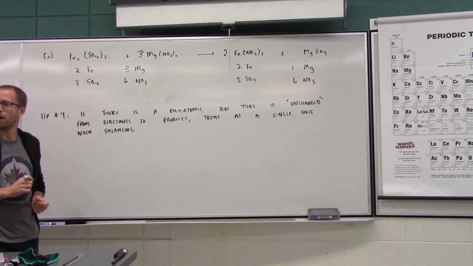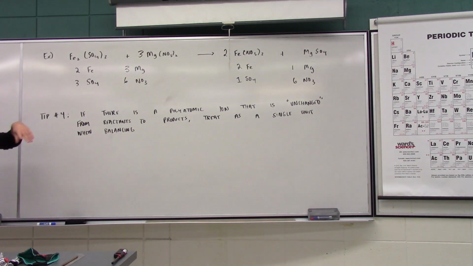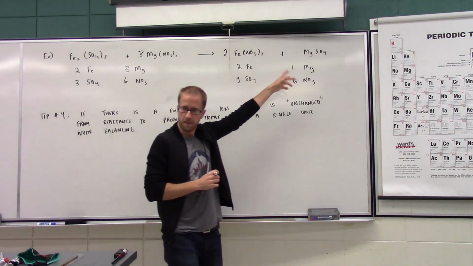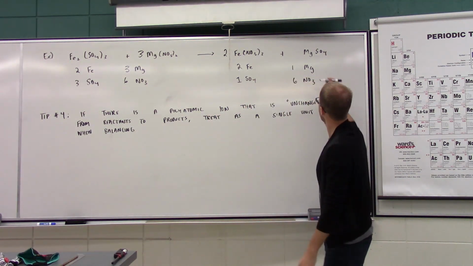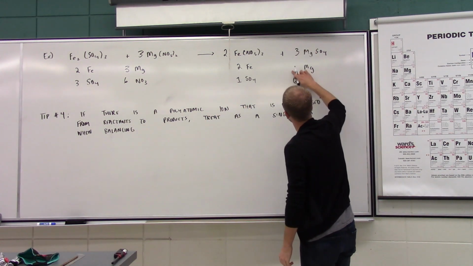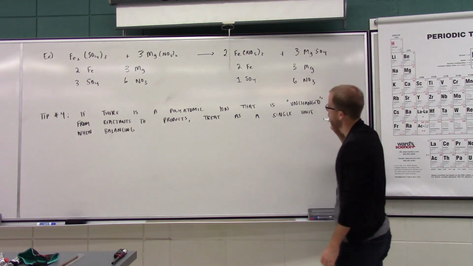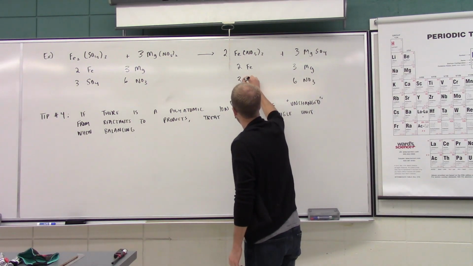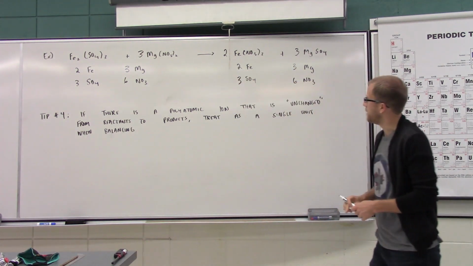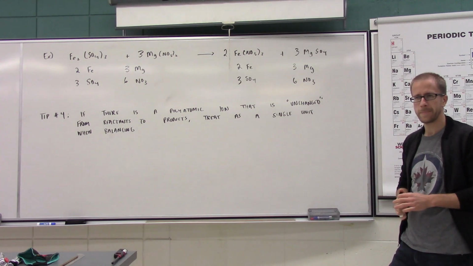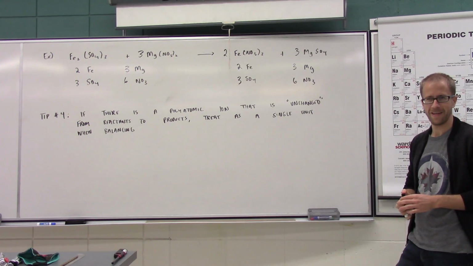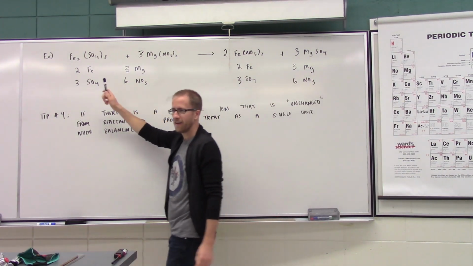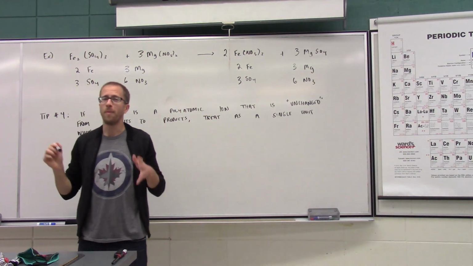Now let's balance out our magnesiums. Why not? So we have 3 magnesiums here. How do I get 3 on that side? I put a 3 in front of here. So now I have 3 magnesiums and how many sulfates? 3. Okay, so am I done? Yes, I am done. How many sulfates do I have on this side? How many do I have on this side? 3. It all balances out.